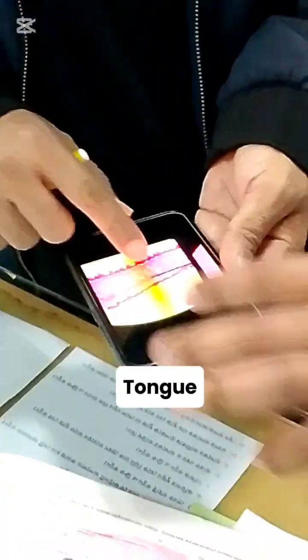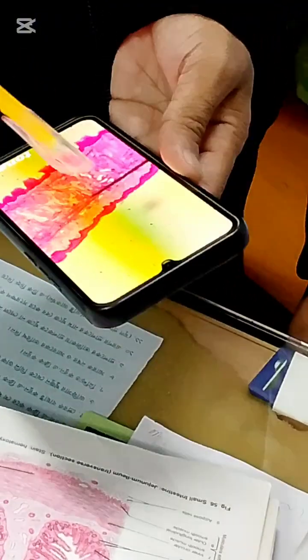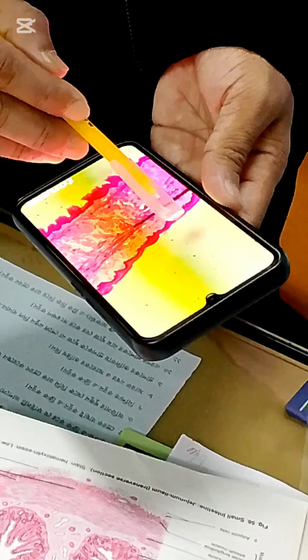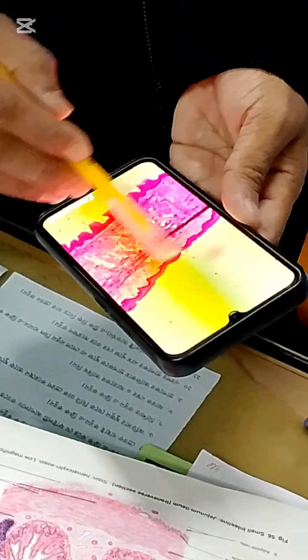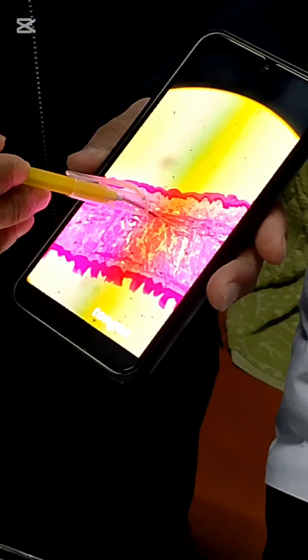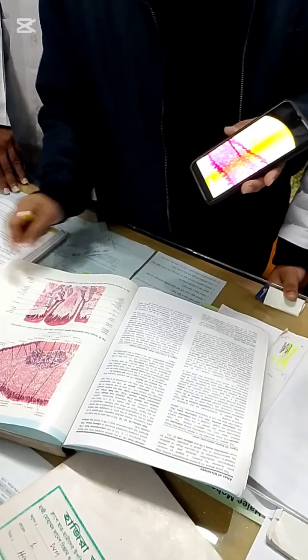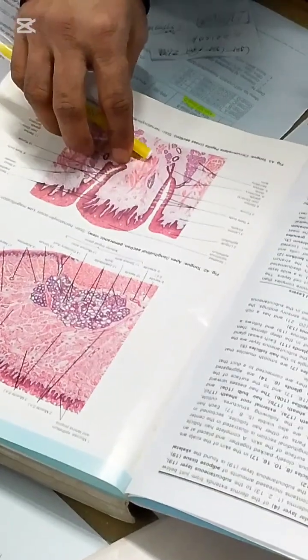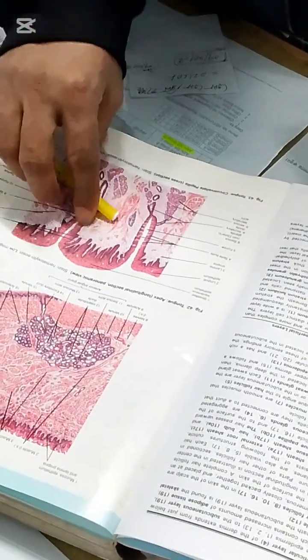Then the tongue. On the tongue we know that the lining epithelium is covered with keratin. And the major identifying point for the tongue is the presence of multidirectional skeletal muscle. Here you can see these are multidirectional skeletal muscle. This is tongue, okay?